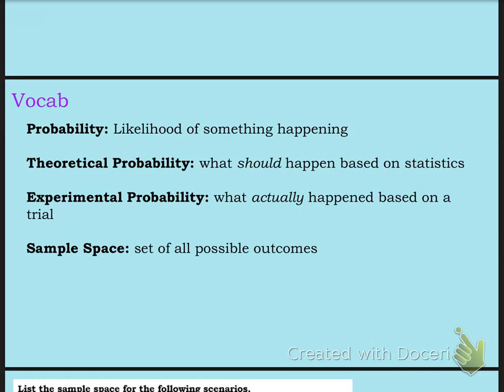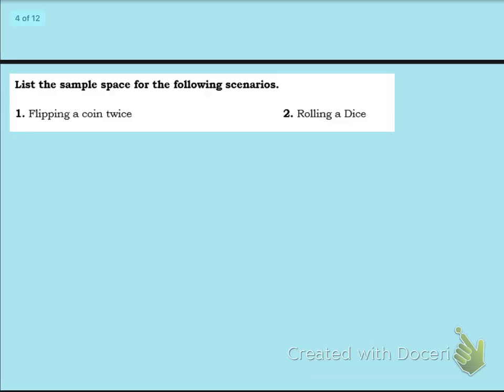A sample space is a set of all of our possible outcomes that we could have. Okay, so list the sample space, all of our possible outcomes. Flipping a coin twice, a coin has heads and tails, or it could have got tails and heads. Rolling a die, I could have gotten 1, 2, 3, 4, 5, or 6. So that is my sample space. It's all of our possible outcomes that we should get. We could have also gotten heads, heads, or tails, tails.